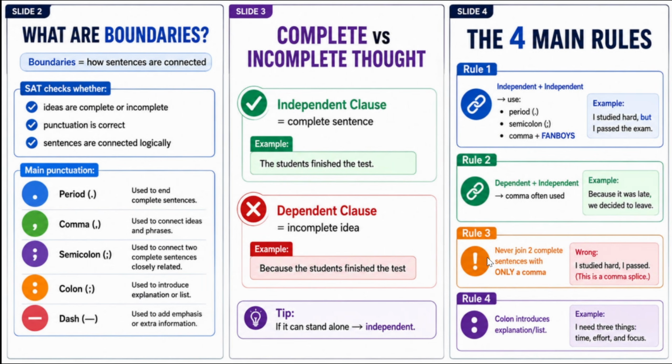Rule number 3: never join two complete sentences with only a comma. Example: I studied hard, I passed it. This is wrong. This error is called the comma splice. Rule number 4: a colon introduces an explanation or a list. Example: I need 3 things: time, effort, and focus. Before a colon, the sentence must be complete: I need 3 things.